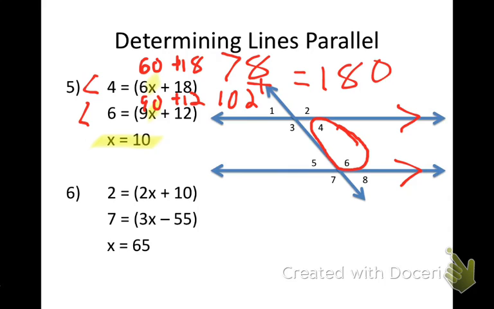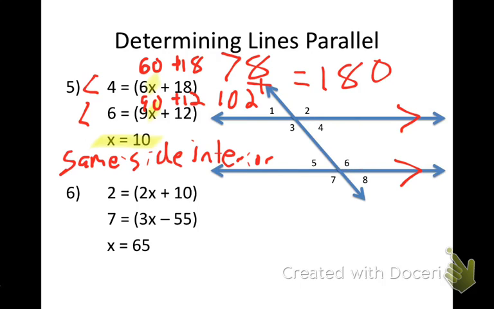Same side interior. Yeah, that would be same side interior. Because it's 4 and 6 on the same side. Do we have to write converse every time? Yeah. I mean, I'm not going to count it wrong if you don't, because I understand, but same side interior.